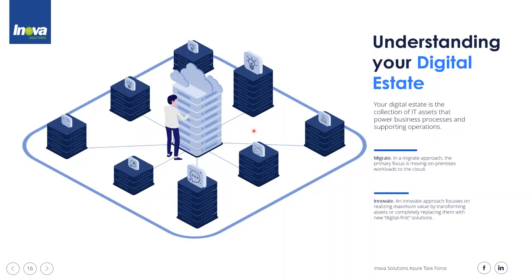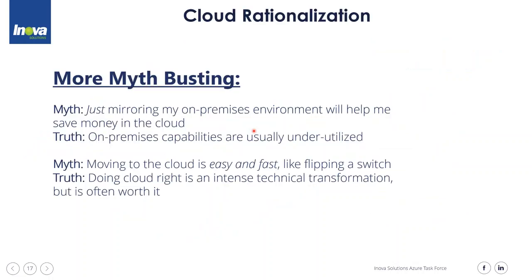Now, how do we determine which of these two approaches I want to apply? Well, the process of evaluating your assets to determine the best way to migrate to the cloud is called rationalization. And that's what we're going to look at next. But before we do so, we'll do a second and final session of myth busting.